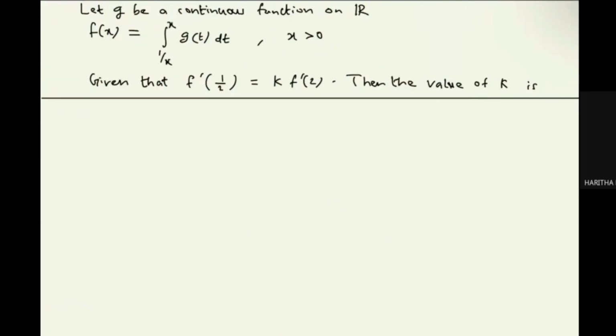So this is one problem. G is given to be continuous on R. F is defined in the following way: integral from 1 by x to x of g of t dt, when x is positive. It means we only consider f on the positive real line. Now it is given that f dash half is k times f dash 2. Then they are asking about the value of k. So we need to know some information about f dash x. What we know is this only.